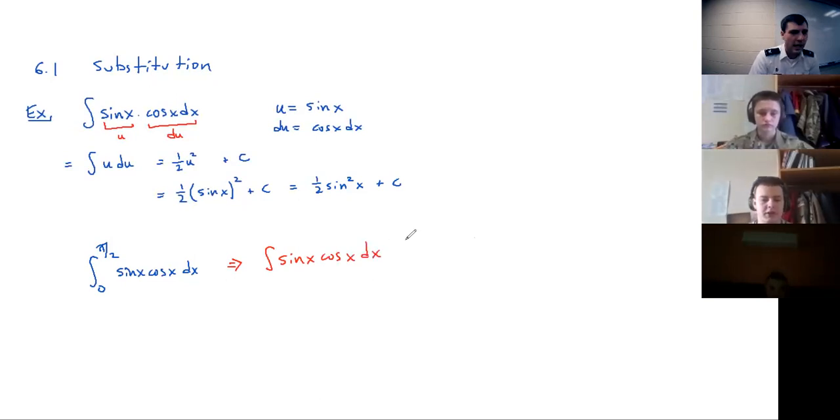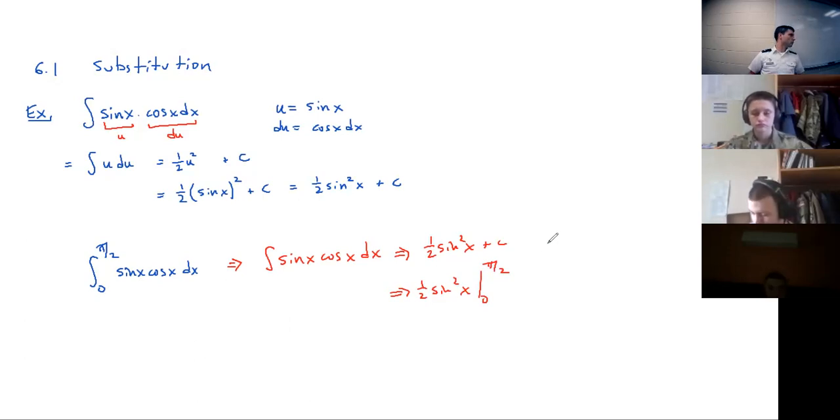Right? And then we know that that antiderivative leads me to a 1/2 sine squared x plus c, and then that's going to lead me to a 1/2 sine squared x evaluated from 0 to pi over 2. Is everyone okay with that logic? And if I didn't teach you anything about how to do definite integration by substitution, that's what you would do. And again, it's not wrong. That'll work for sure, right?